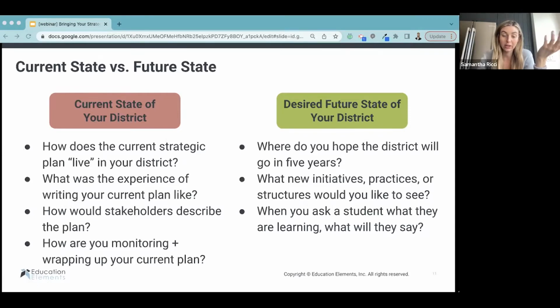And then another question you can ask, which is really great, is that you can ask a student what they're learning, right? What will they say? And so putting it into the hands of kids who are experiencing school every day can be a great way to do a pulse check on where you're at with your strategic plan.